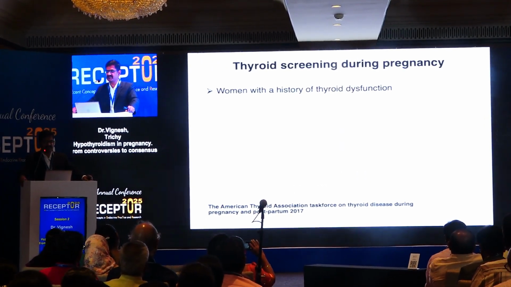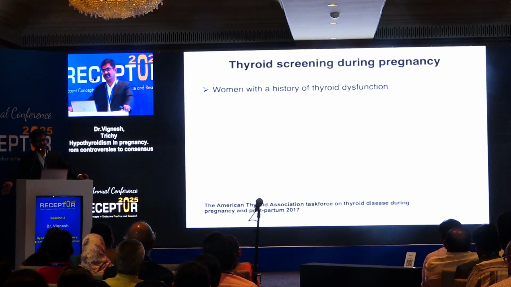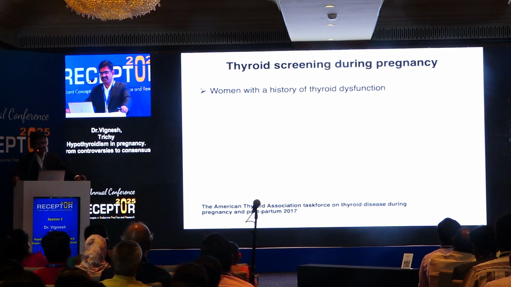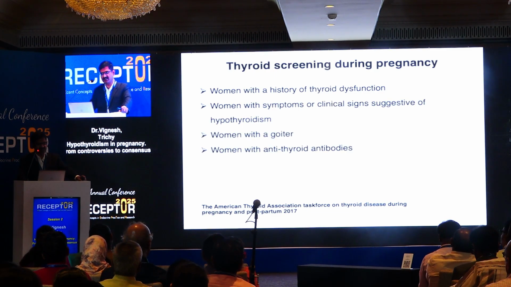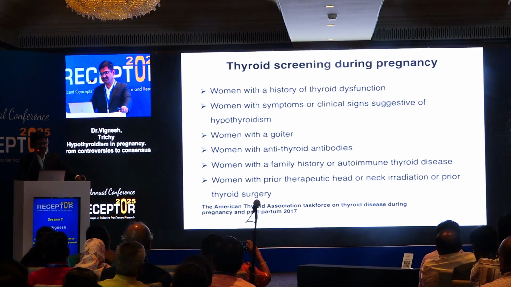So the American Thyroid Association said it is neither for nor against universal screening. They advised case-specific screening. So anybody who has had thyroid dysfunction previously, or symptoms of hypothyroidism, or goiter, or antibody positivity, or a positive family history, or a previous history of thyroid surgery, needs to be screened.